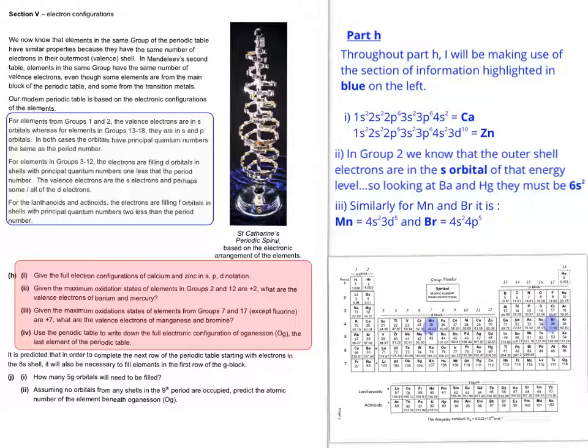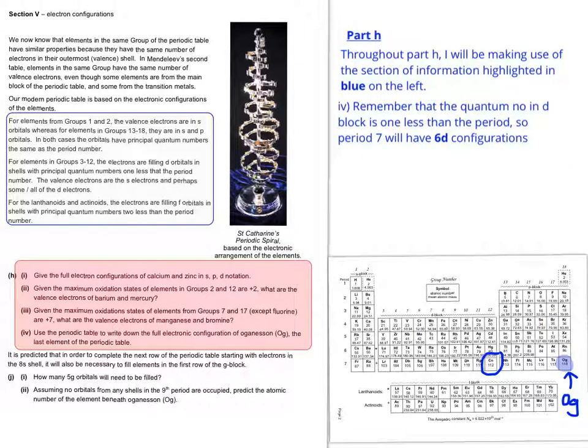Okay, so now what we need to do is use the periodic table to write down the full electron configuration of oganesson, the last element of the periodic table. So remembering that the quantum number in d block is 1 less than the period number, period 7 will have 6d configurations. So if we take the circled element, Cn, that should end in 6d.